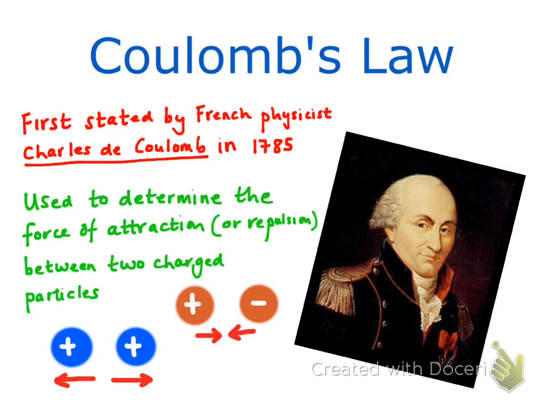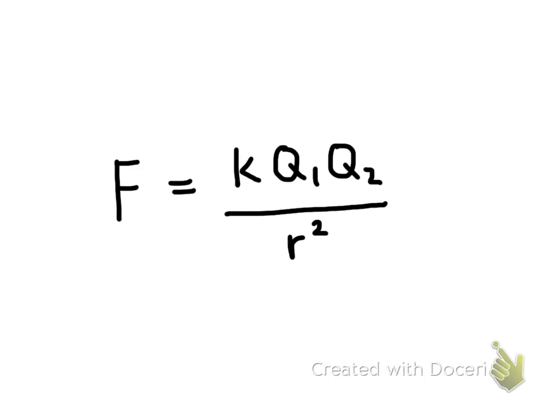If you have a look at the two orange particles, one positive, one negative, and opposite charges attract, so in that case we would determine a force of attraction. The two blue particles, obviously both positively charged, there would be a force of repulsion, and so the law would be used to calculate that force of repulsion between the two particles.